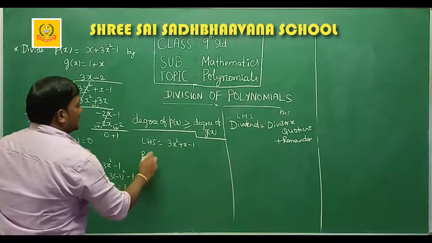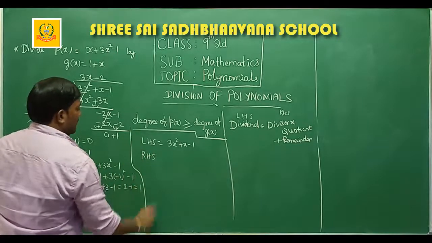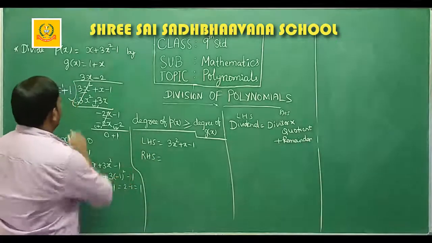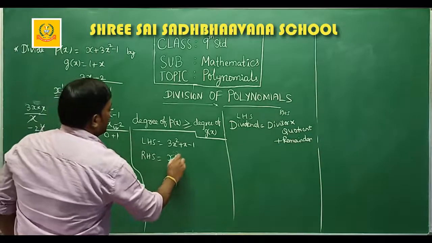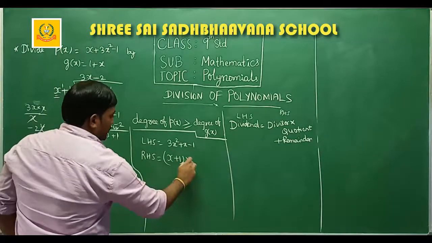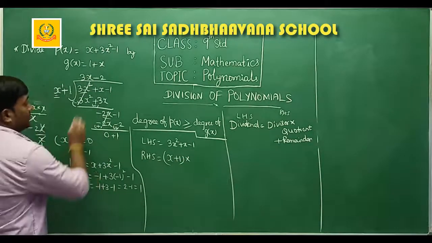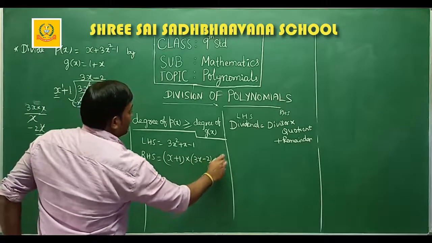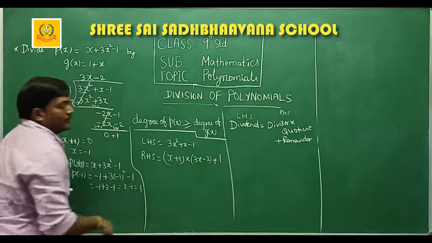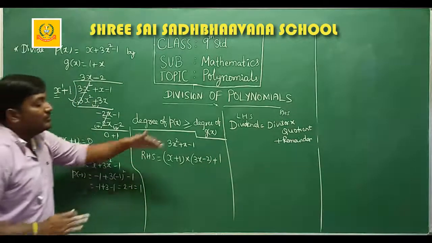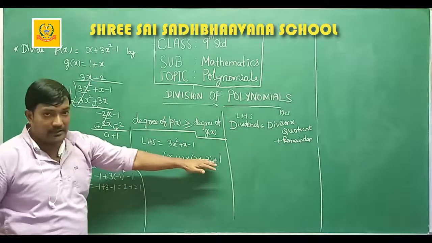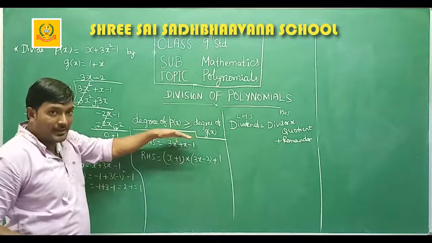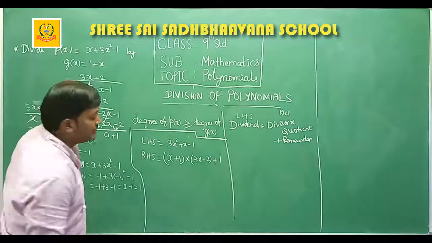RHS is first the divisor. What is the divisor? X plus 1, into what is the quotient? 3x minus 2, plus the remainder, we got it as 1. So what should we get? After multiplying this, we should get this LHS. Then only your answer is correct.